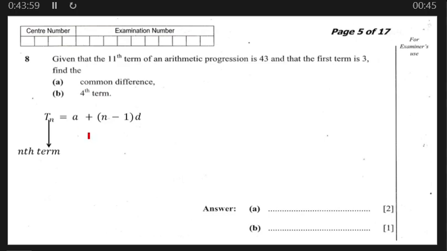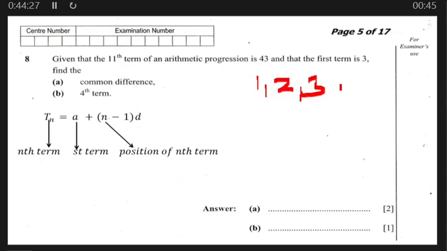Then this one here is the first term. A is for first term. The first term, like I said, 1, 2, 3, 4. 1 is the first term. Then plus open brackets. Then n here is the position of the nth term. The position of the nth term. Like I said, if you have 1, 2, 3, 4, then if they say find this other term here.